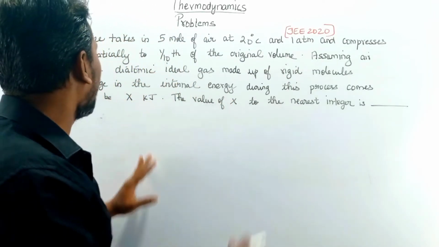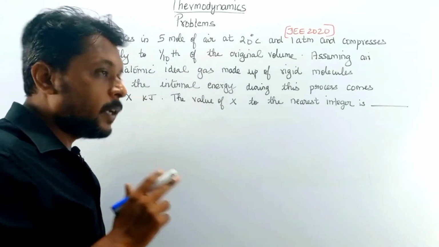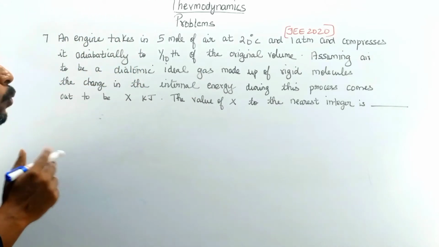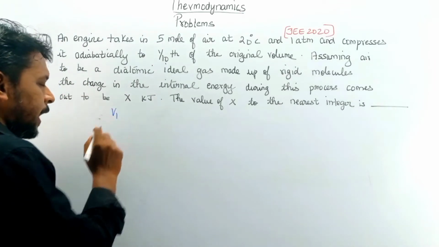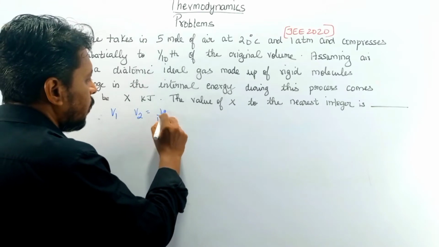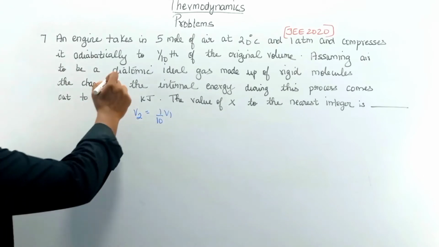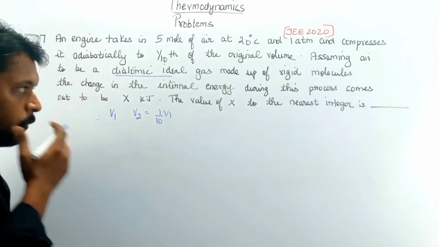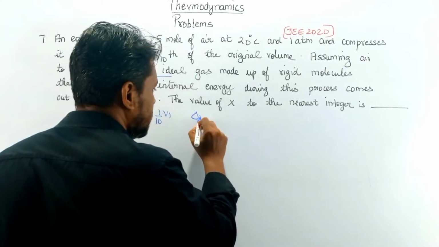Okay, the seventh problem. In this problem, an engine takes in 5 moles of air at 20 degrees centigrade and 1 atmospheric pressure and compresses it adiabatically to 1/10 of the original volume. Let us take the initial volume as V1. The final volume is 1 by 10 of V1. Assume the gas to be a diatomic ideal gas made up of rigid molecules. The question asks for the change in internal energy during this process.